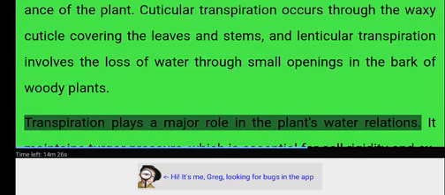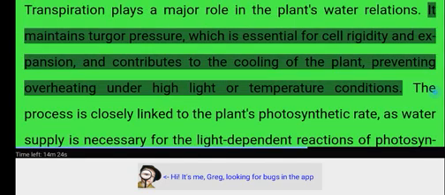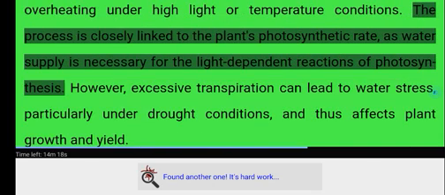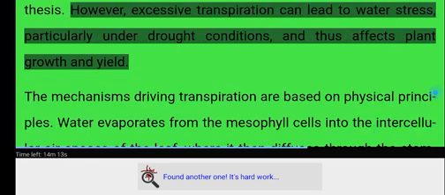Transpiration plays a major role in the plant's water relations. It maintains turgor pressure, which is essential for cell rigidity and expansion, and contributes to the cooling of the plant, preventing overheating under high light and temperature conditions. The process is closely linked to the plant's photosynthetic rate, as water supply is necessary for the light-dependent reactions of photosynthesis. However, excessive transpiration can lead to water stress, particularly under drought conditions, and thus affects plant growth and yield.